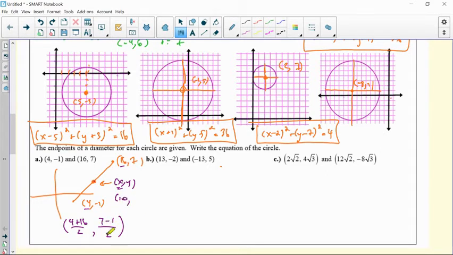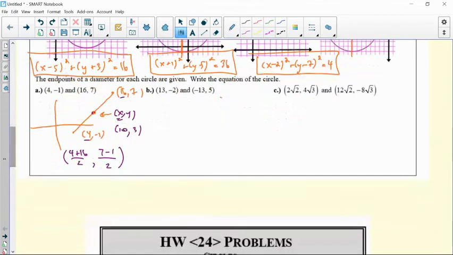And then 6 over 2, which is 3. So there's our center. So right now, I already know that it's going to be (x minus 10) squared plus (y minus 3) squared equals. And then again, thinking about maybe like here, this is 10 comma 3. So to get to 16, I went over 6 in the x direction. And from 3 to 7, that's up 4.